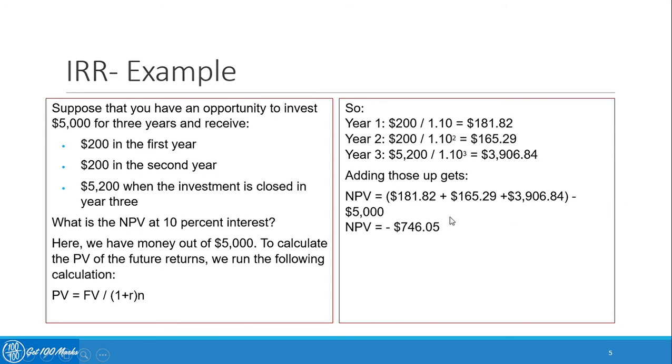Now from this, if you deduct the cash outflow of $5,000, it will give you the NPV of negative $746.05. Please notice the negative sign here. It means that the worth of future cash flows that you are getting from this project is lesser than the original investment of $5,000. Okay, that is why the NPV is negative. So as a decision maker, you will not pick up this project because here the NPV is negative.